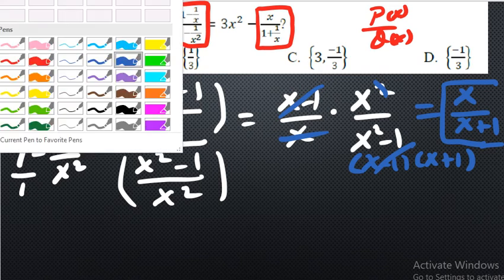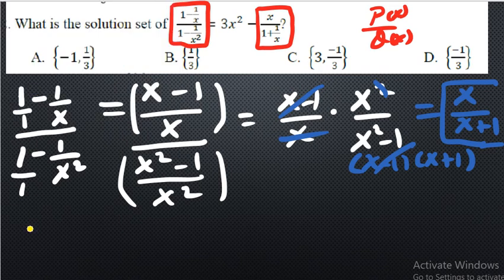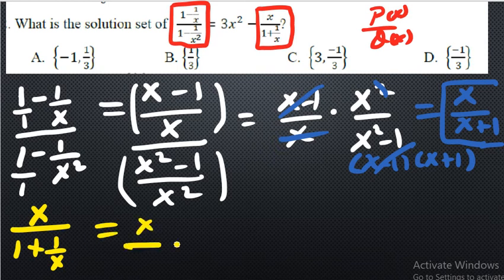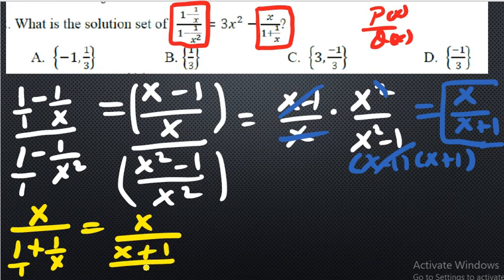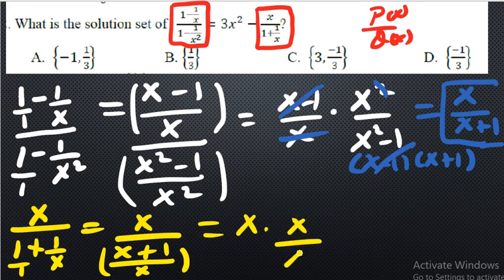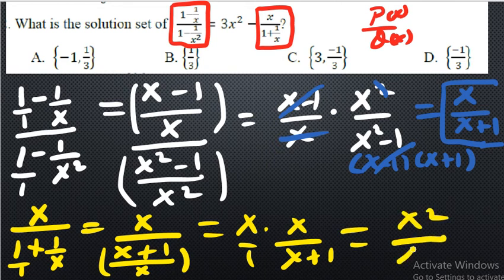Now let's go on to the second part. Again, it says x over 1 plus 1 over x. This is equal to x over, again crisscross here, x over, let's write it properly, x over the crisscross, x plus 1 over x. This is the denominator part, which is x times, you can flip it again, x over x plus 1, this means over 1, equal to x squared over x plus 1.